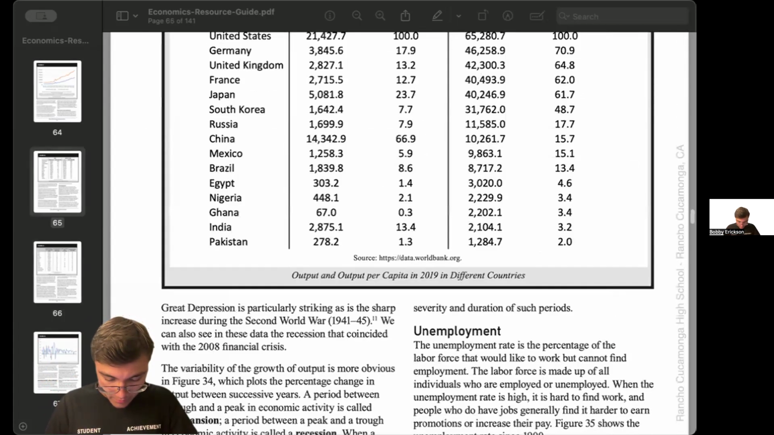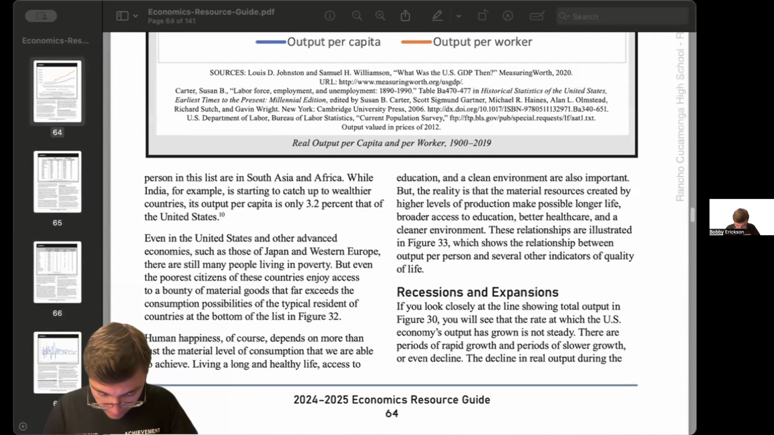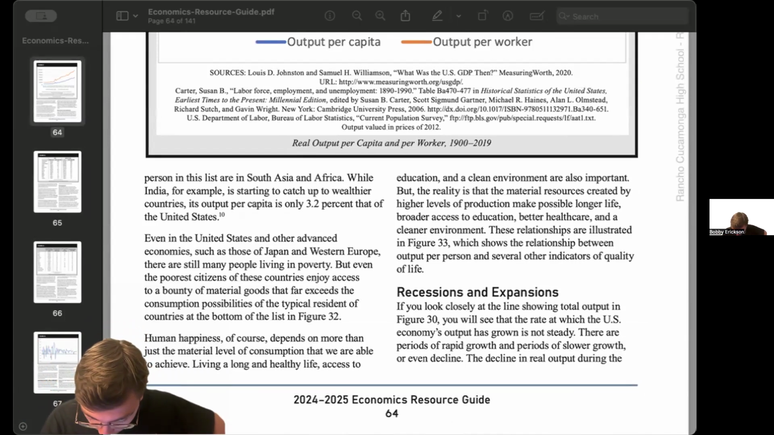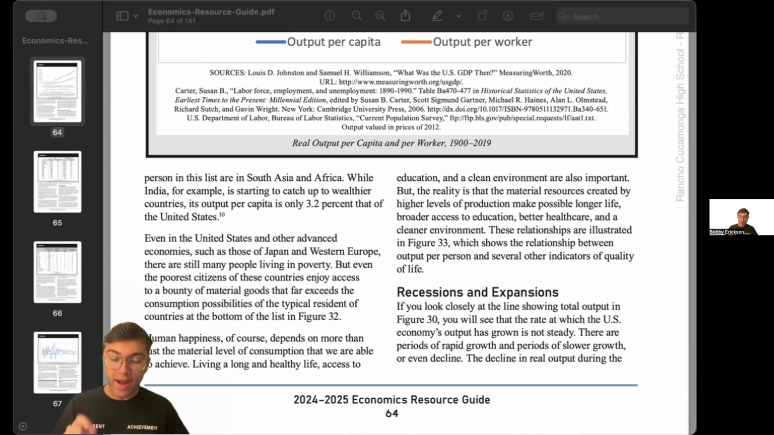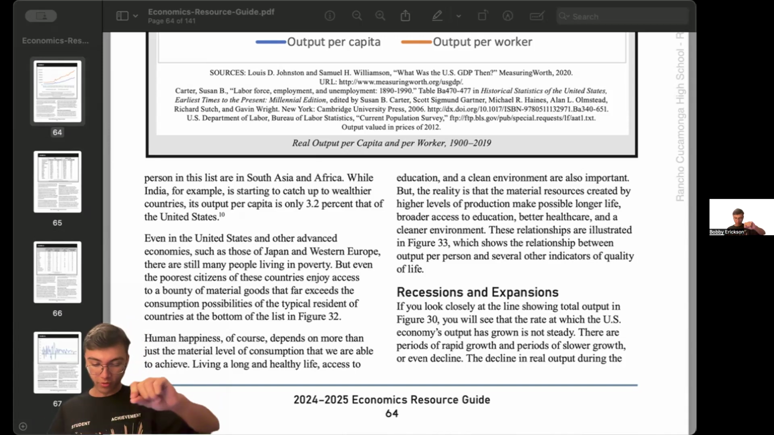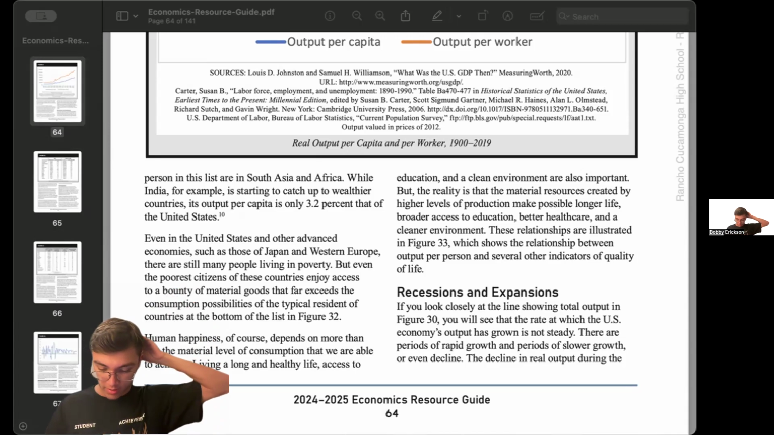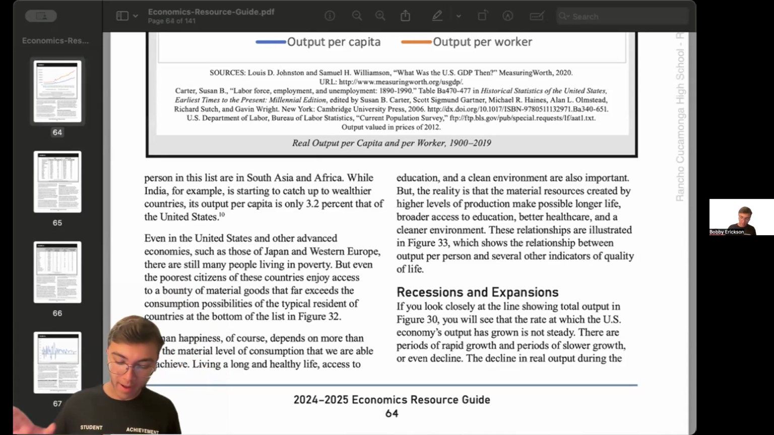So we can see that each of these show quality of life. And then if we want to look at total output, we see that the rate of output growth has increased. It's not steady. There have been periods where we have more rapid growth and slower growth, or even decline.